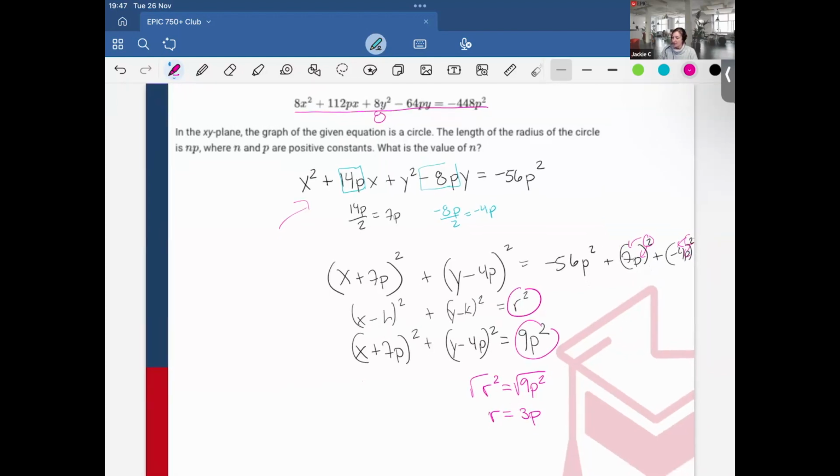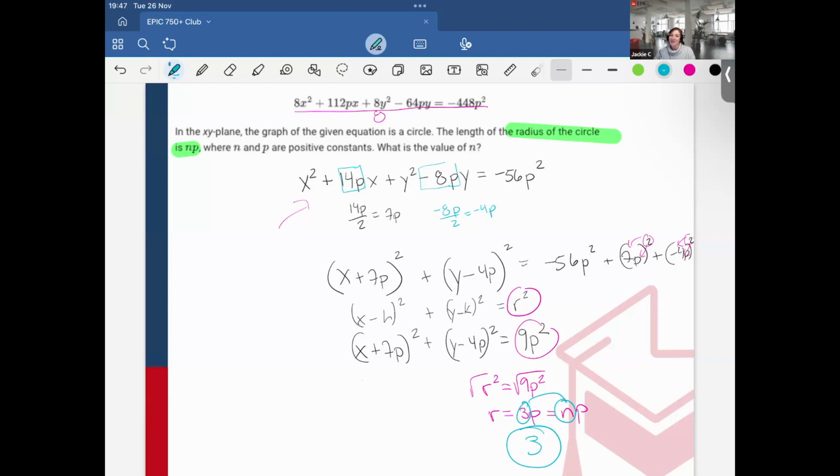And remember it says that the radius of the circle is np. So the radius of the circle is equal to np, and I can see, right, that 3 will be equal to n. And therefore, that is our amazing answer. So amazing. Okay, so other concepts I think worth knowing.